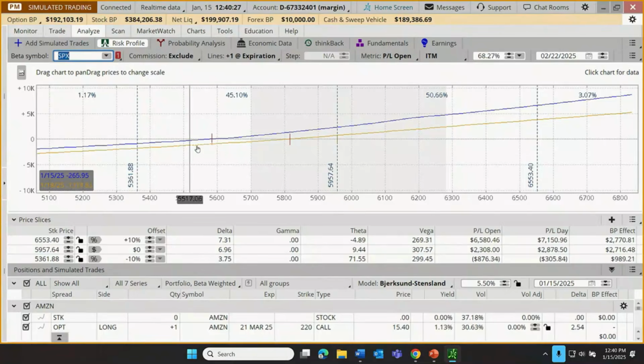And notice that our profit and loss scenarios have changed drastically. So now we're seeing where the S&P 500 is right now, and we're seeing a profit or loss line for the first expiration in all of our positions if the S&P were to go up. We can also see if it were to go down.